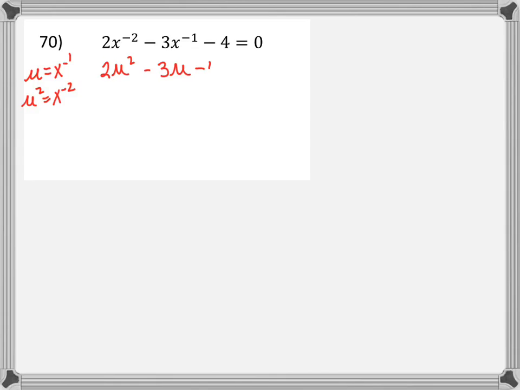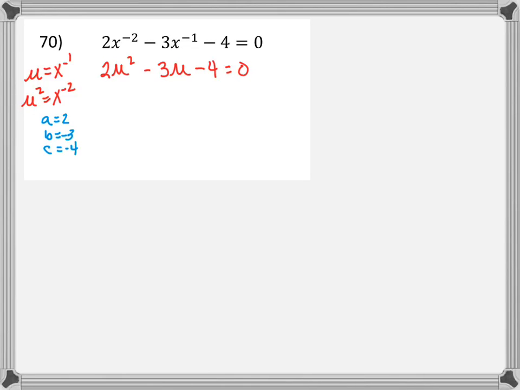Substituting in, we get 2u squared minus 3u minus 4 equals 0. Now this is quadratic, but it doesn't factor. So let's solve this using the quadratic formula. And we could have done that for any of the other quadratic equations as well. But usually if you're good at factoring, factoring is faster than the quadratic formula.